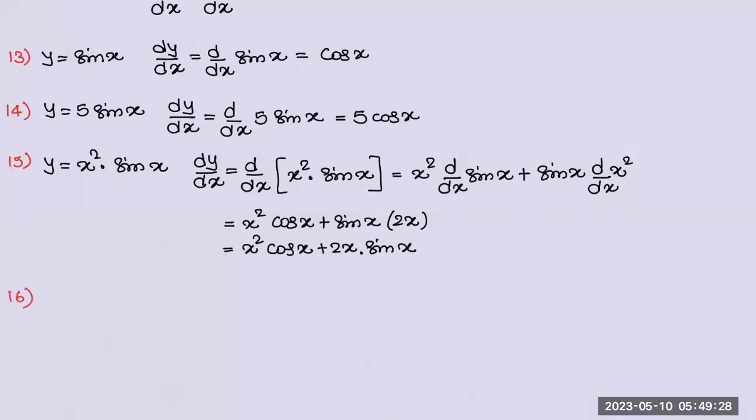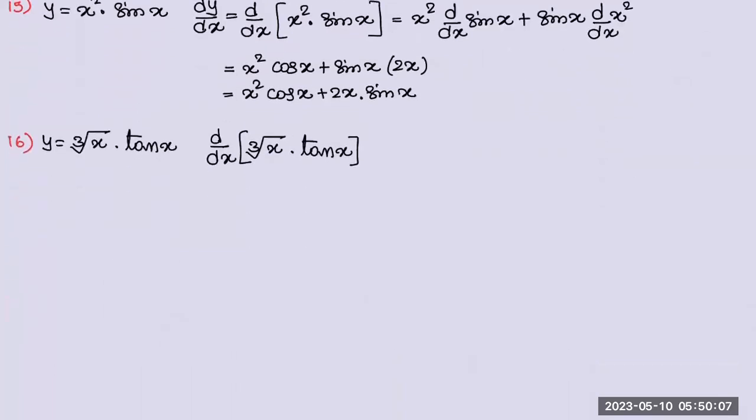Question number 16. y is equal to cube root of x multiplied with tan x. We don't know tan x. What to do? d by dx of the entire function. Now tell me, we don't know tan x, what to do? The same worksheet, if you scroll up, differentiation of tan x is given. Anyone who can tell me what is the differentiation of tan x? Secant square x. Correct. If you know that, good. Do I need to remember? You can ask, no need.